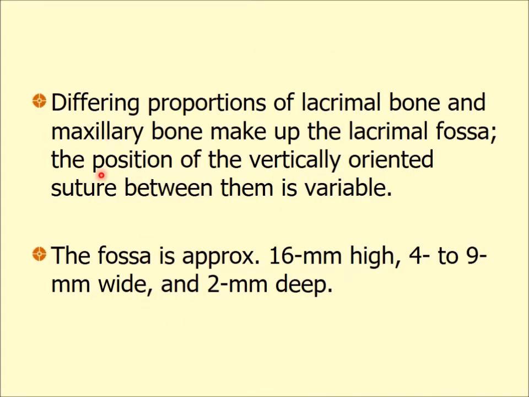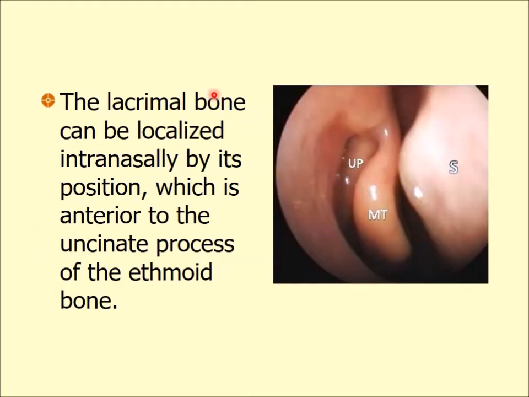Differing portions of the lacrimal bone and maxillary bone make up the lacrimal fossa, and the position of the vertically oriented suture between them is variable. And this fossa is approximately 16 mm in height, 4 to 9 mm wide, and 2 mm deep. The lacrimal bone can also be localized intranasally by endoscope by its position, which is anterior to the uncinate process of the ethmoid bone.